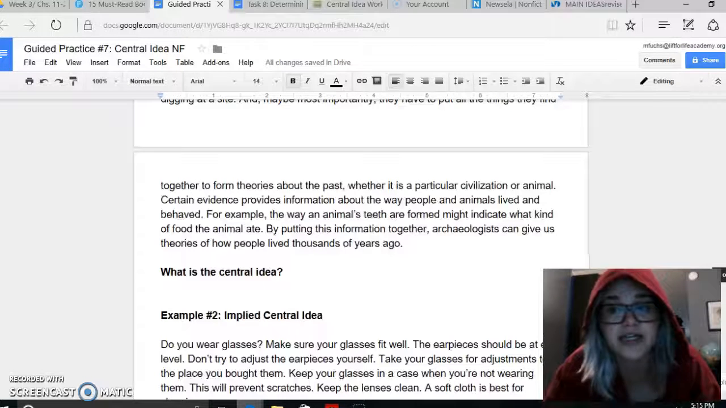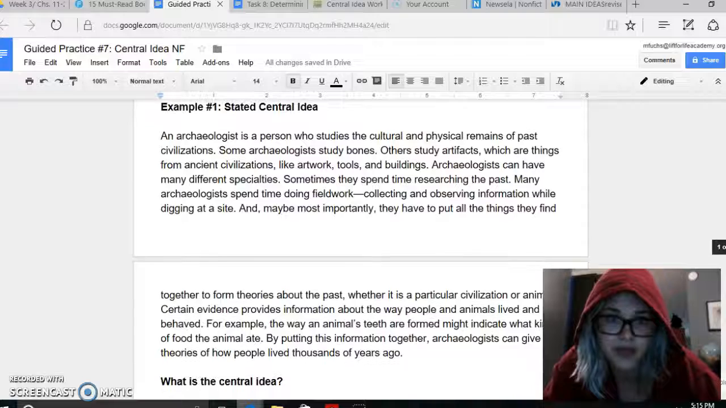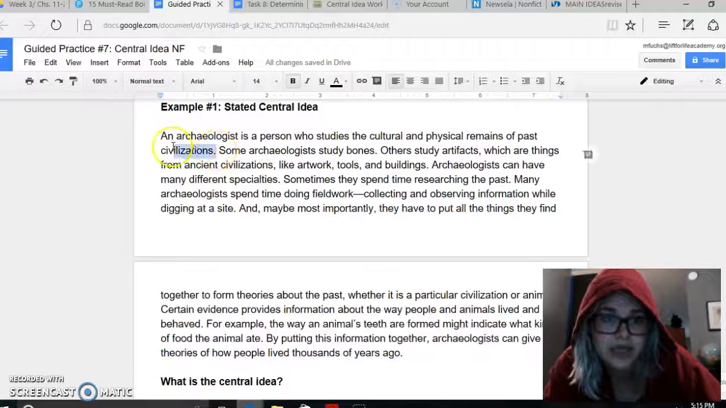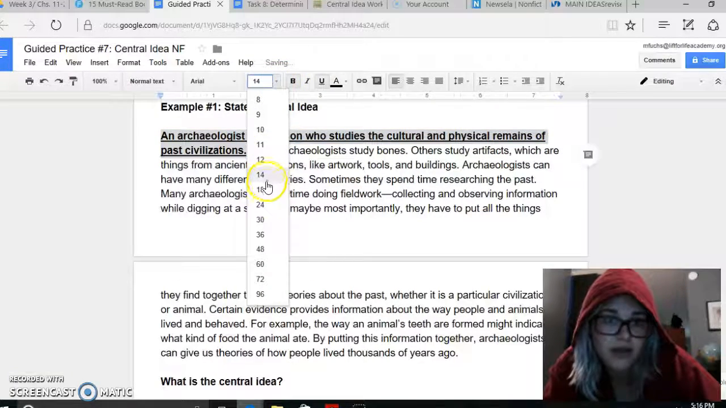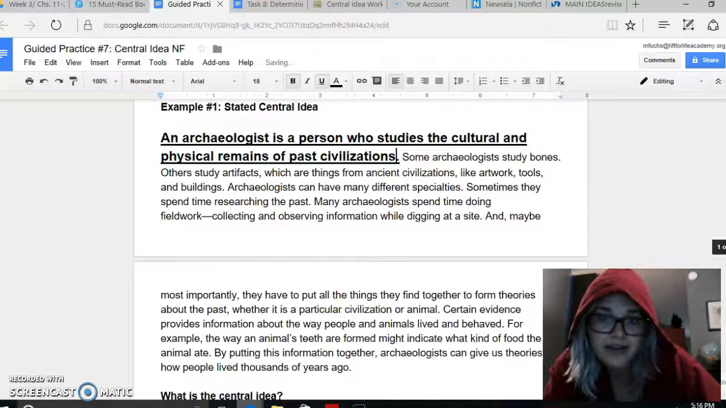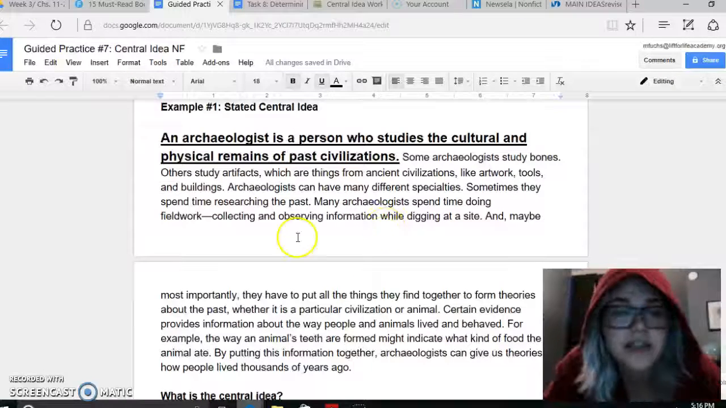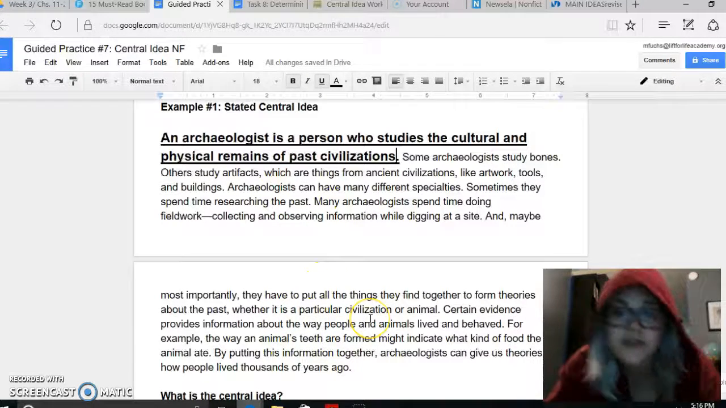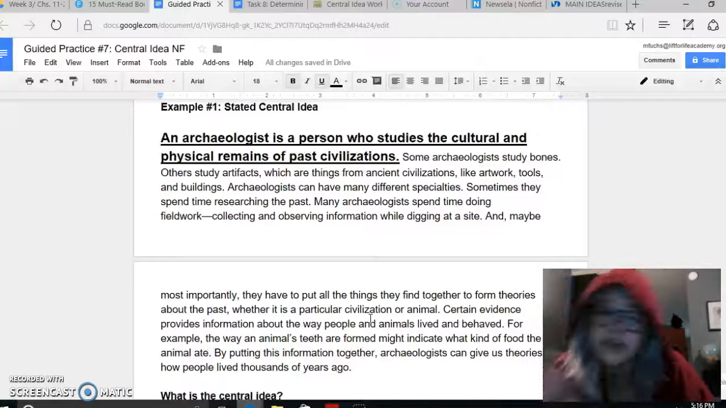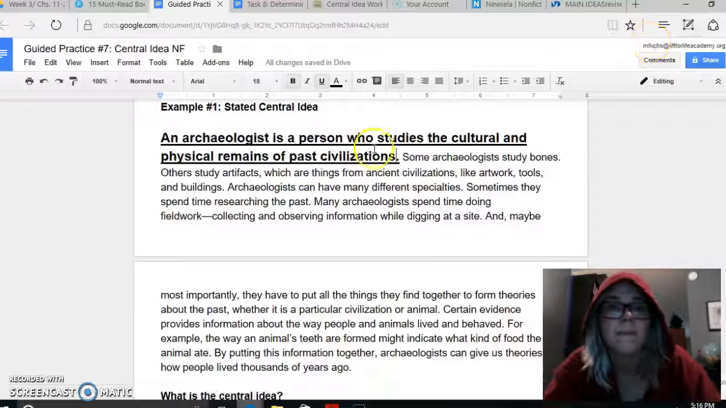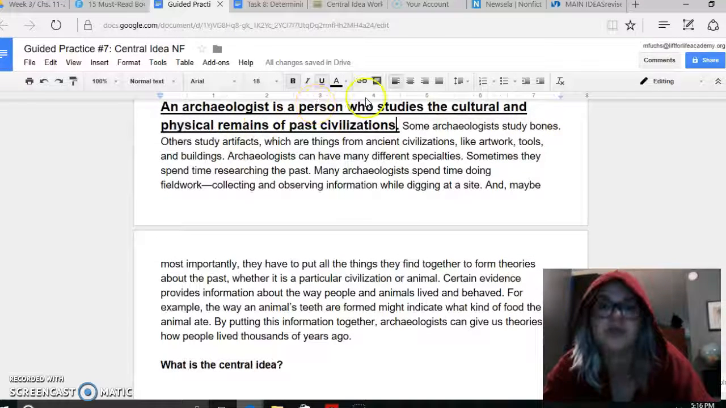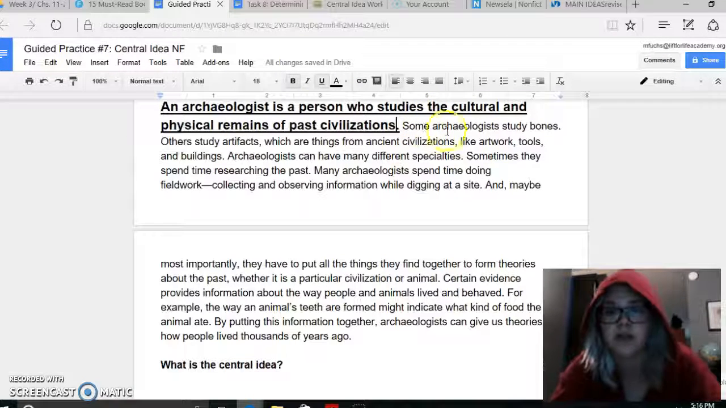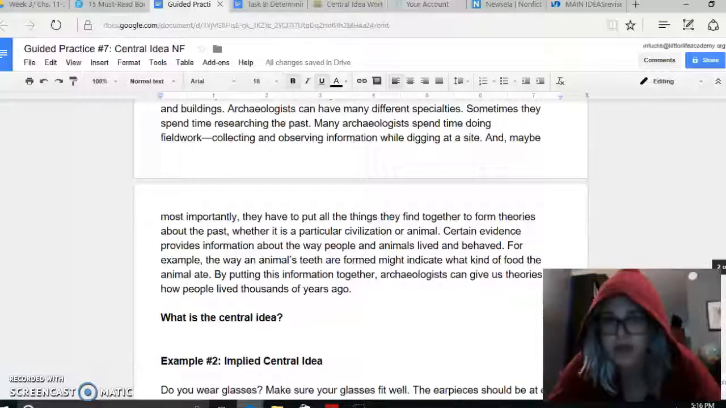So there are so many details in here that we need to ignore, because the stated central idea is right here. Look, we're going to underline it. We're going to bold it. I'm going to make it big. That is the central idea. All of this other stuff is just giving us these little details. It's like, oh, they do this, we get this from it, all of these awesome little pieces of information. But if I want the central idea, it is right there. An archaeologist is a person who studies the cultural and physical remains of past civilizations. There it is. All right? So that's where the absolutely stated one is.